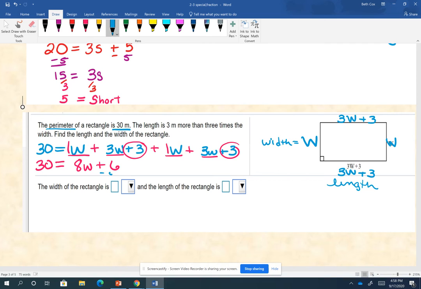Subtract 6 on both sides. I get 8W is 24. Divide by 8, and I get W is 3. Okay, so now let's go to our answer blanks. All right, and so the width, which is what W stands for, that's 3. So I'm going to put 3 here.